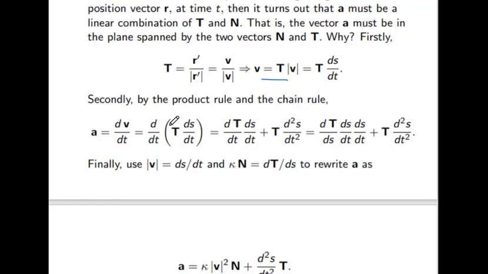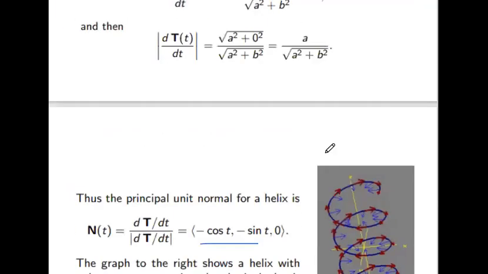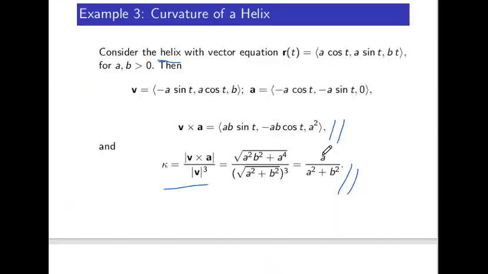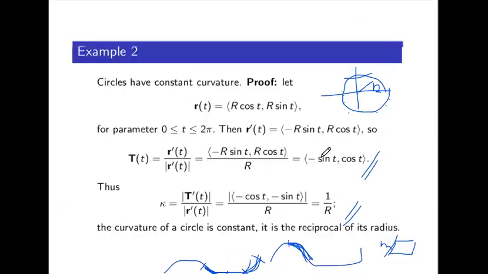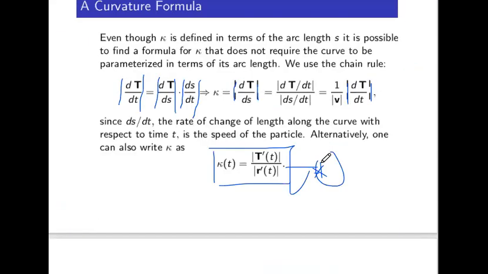dT by dt times ds by dt plus T times the double derivative. Right, this one. Okay, and so this can be expressed in terms of s variables. Because we have a curvature, let's look at the original definition.